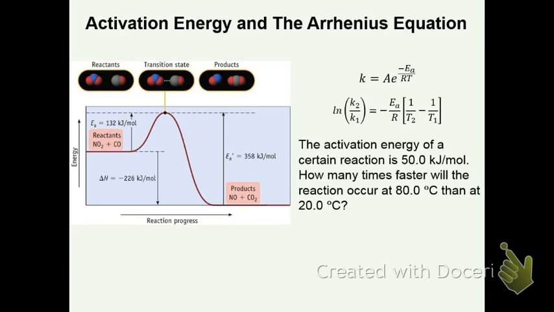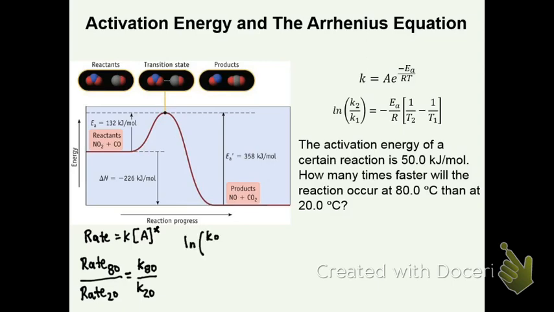So we know that rate and rate constants are related to each other through the rate law. So the general form of the rate law is just that rate is equal to K times concentrations of reactants raised to some power, the order of the reaction. And so that means the rate is proportional to the rate constant. And so if we know the ratio of the rate constants, which we can get from the Arrhenius equation, we know the ratio of the rates at the two temperatures. So that means that the ratio of the rate at 80 to the rate at 20 is going to be equal to the ratio of the rate constants. And so we can find that ratio using the Arrhenius equation.